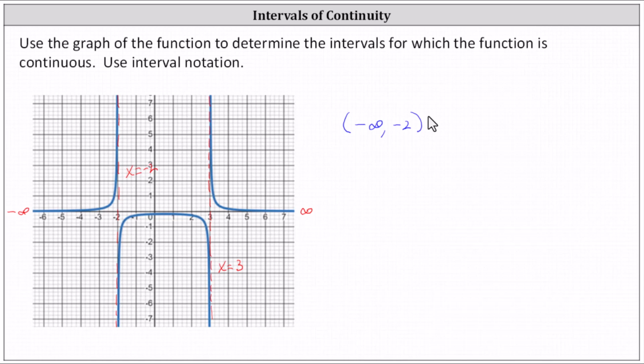Going back to our intervals, we have union, and then again the open interval from -2 to 3, so -2, comma 3 using parentheses, and then union for the interval on the right, we have the open interval from 3 to infinity. These are the intervals for which the given function is continuous.